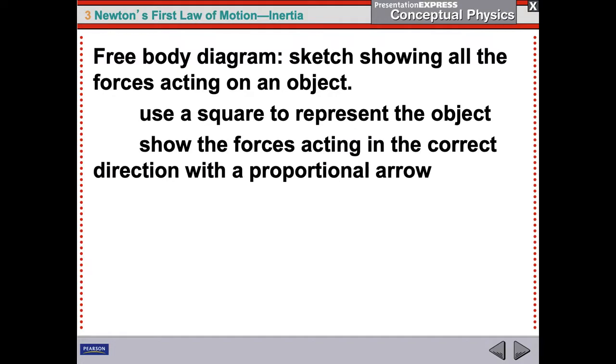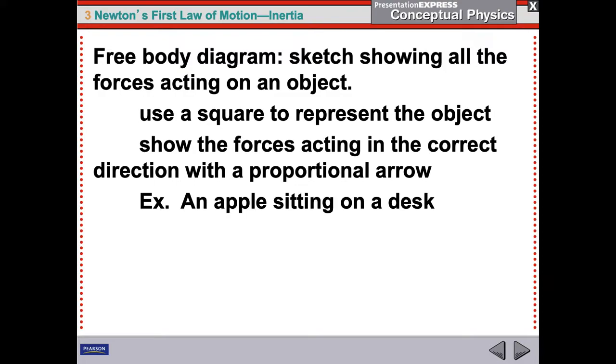On that square you show all the forces acting in the correct direction with a proportional arrow. A proportional arrow means that if you have a 10 Newton force and a 5 Newton force, the 10 Newton arrow needs to be twice as long as the arrow for the 5 Newton force. It doesn't have to be exact, but if it's supposed to be twice as long, it should be somewhat close to twice as big. So let's do one of these.